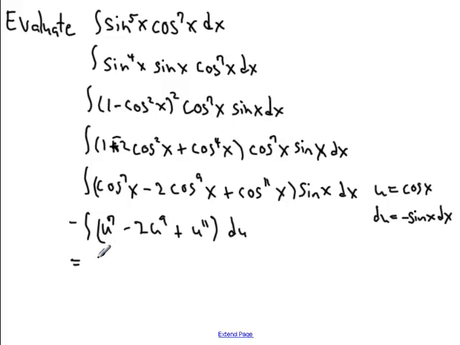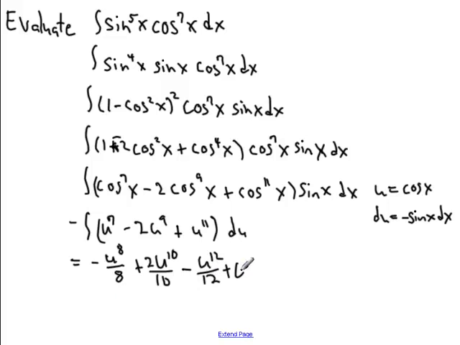And now we find each antiderivative. We end up with negative u to the 8th over 8 plus 2 u to the 10th over 10 minus u to the 12th over 12 plus c.